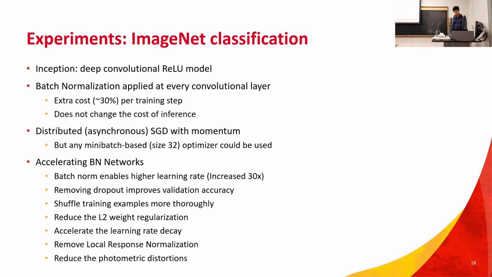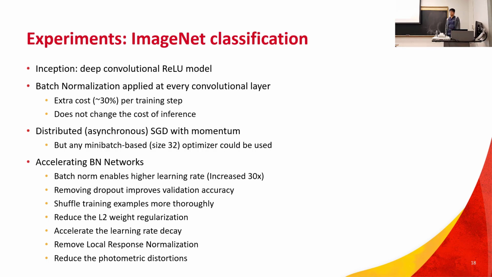So the next experiment is ImageNet classification, which they are using Inception, a deep convolutional ReLU model, basically. And batch normalization is applied to every convolutional layer, which has the extra cost of about 30% per training step, and does not change the cost of inference. And also they are using distributed asynchronous SGD with momentum as an optimizer, but any mini-batch based optimizer can be used. The size of the mini-batches is 32.